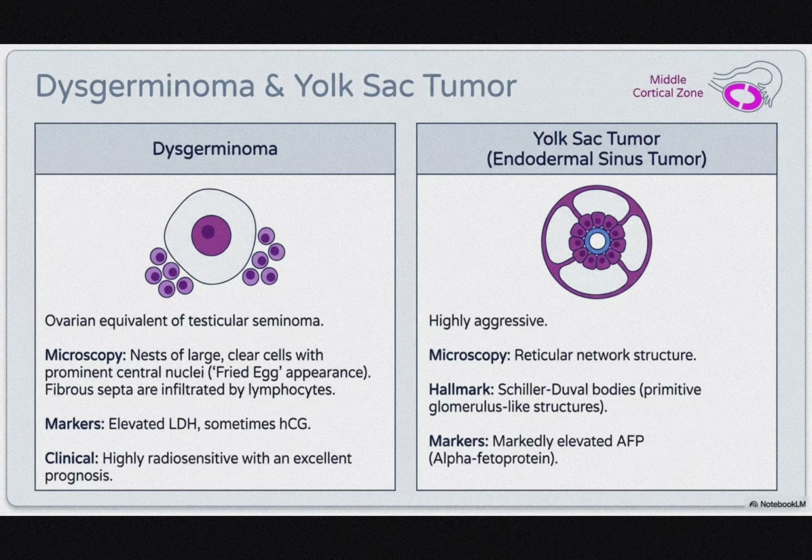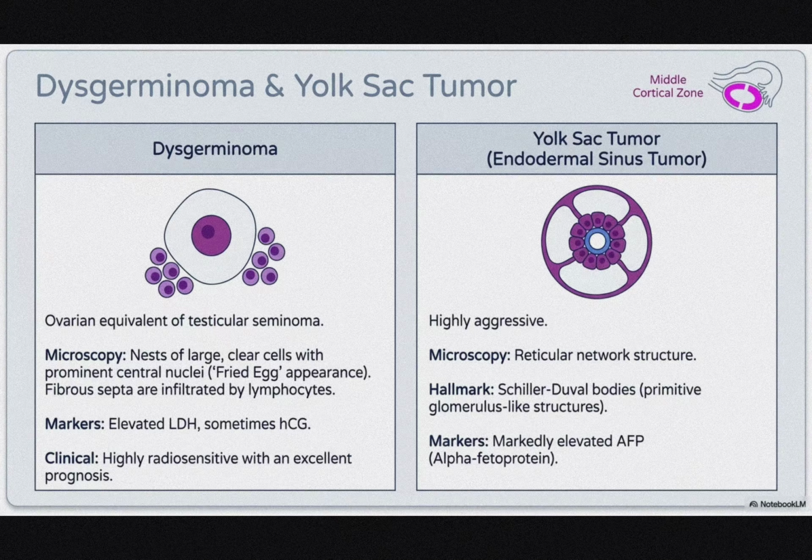Next we have dysgerminoma and yolk sac tumor. Yolk sac tumor is also called endodermal sinus tumor. First we will discuss dysgerminoma. It is the ovarian equivalent of testicular seminoma. Microscopy: nests of large clear cells with prominent central nuclei, that is fried egg appearance. Fibrous septa are infiltrated by lymphocytes. Serum markers are elevated LDH, lactate dehydrogenase, and sometimes HCG, human chorionic gonadotropin. Clinically, it is highly radiosensitive with excellent prognosis.